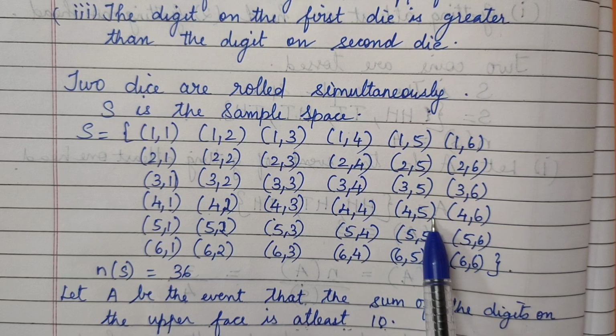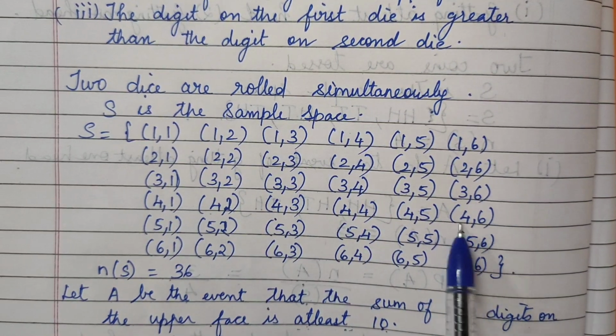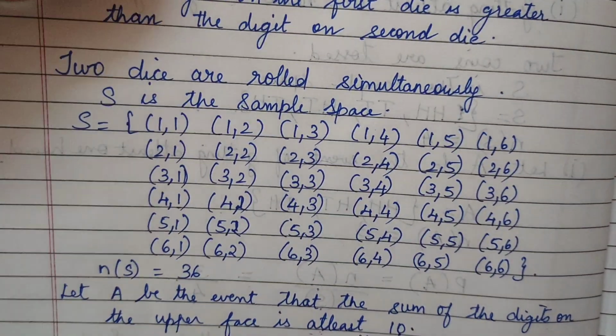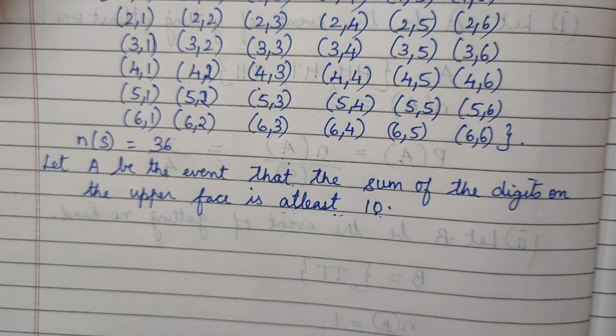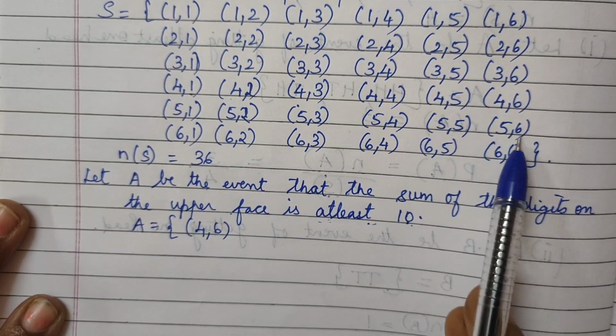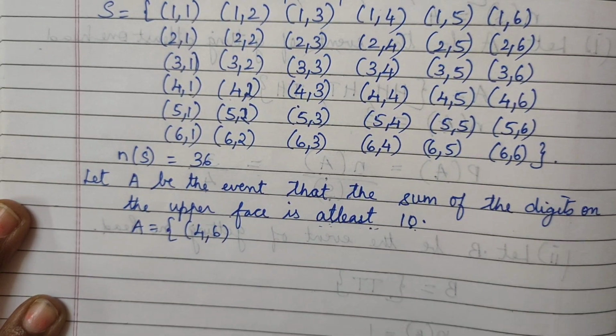So 4 plus 5, 9. इसके आगे सब छोटा number. 4 plus 6, right? 4 plus 6, 10 we get it. So we will write it one by one so that we won't miss a single one. 4, 6 I have written. Now 5, 5, 5, 6. 5 plus 6, 11. 5 plus 5, 10.